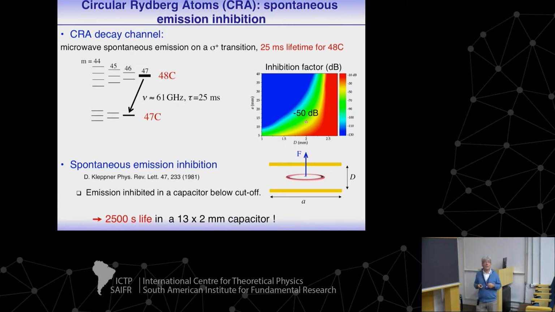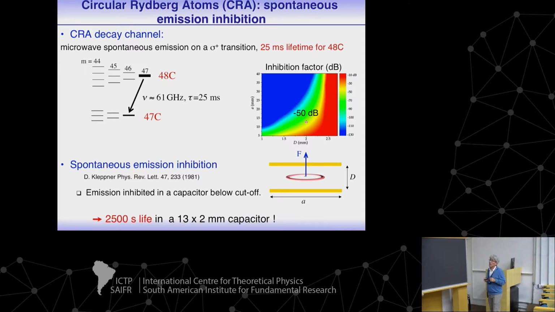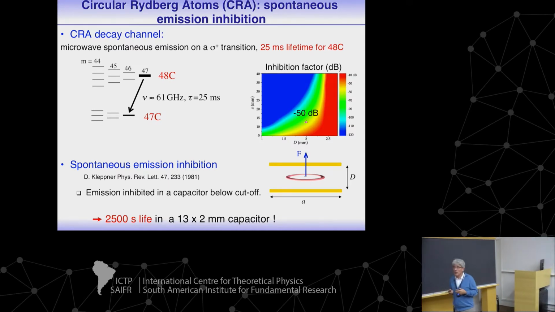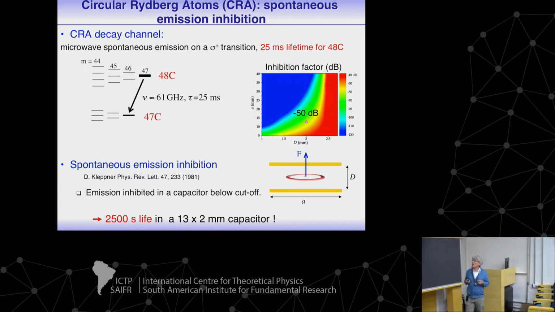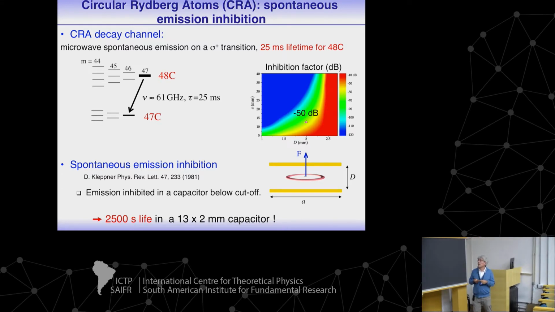And if you translate this into time, it's like a 2,500 second lifetime in such a very reasonably sized capacitor. So potentially, the spontaneous emission inhibition is a really very efficient tool. And if we take into account imperfection and residual effects, you can expect a lifetime as long as 10 minutes for a circular atom between two plates. So that in itself would be a very interesting experiment.